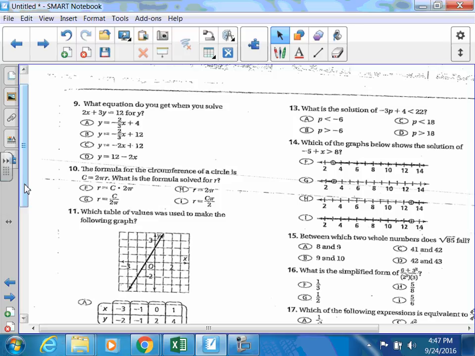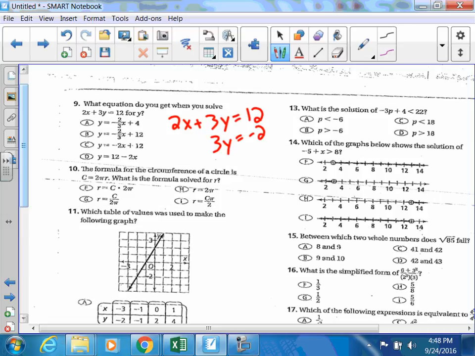9. What equation do you get when you solve for y? We've done this a number of times. If we have 2x plus 3y equals 12, we're going to move 2x to the other side. It becomes negative 2x plus 12. Then we're going to divide by 3, and you get negative 2/3 x. Divide the 12 by 3, and you get a plus 4. So that would be your equation. The answer to that is A.